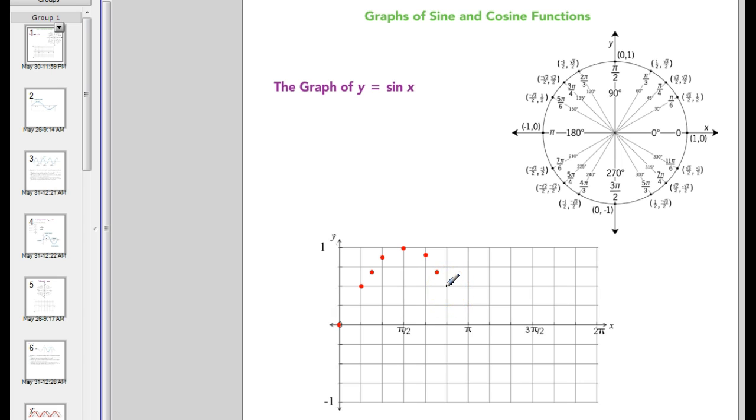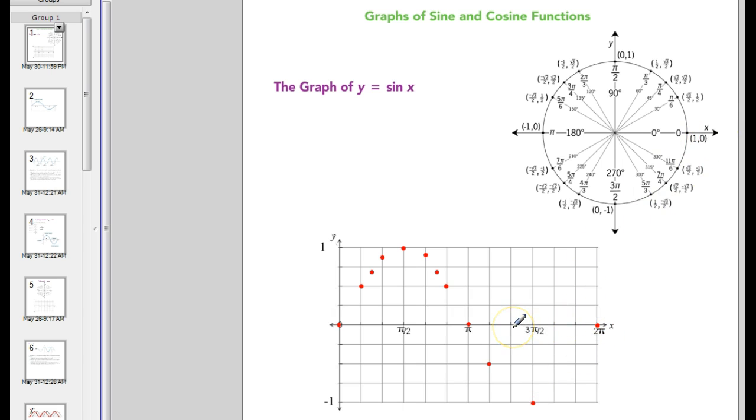Alright, and then when I get to pi, the sine, the y coordinate, is 0. So I'm back down to here. Alright, and now what happens to the y's after that? They dip down into the negatives. So the same thing's going to happen. At pi over 6 more than pi, which is 7 pi over 6, I'm going to be at negative a half. Alright, and then the same thing's going to happen. I'll be at negative 1 down here at 3 pi over 2. At 2 pi, I'll be back to 0.